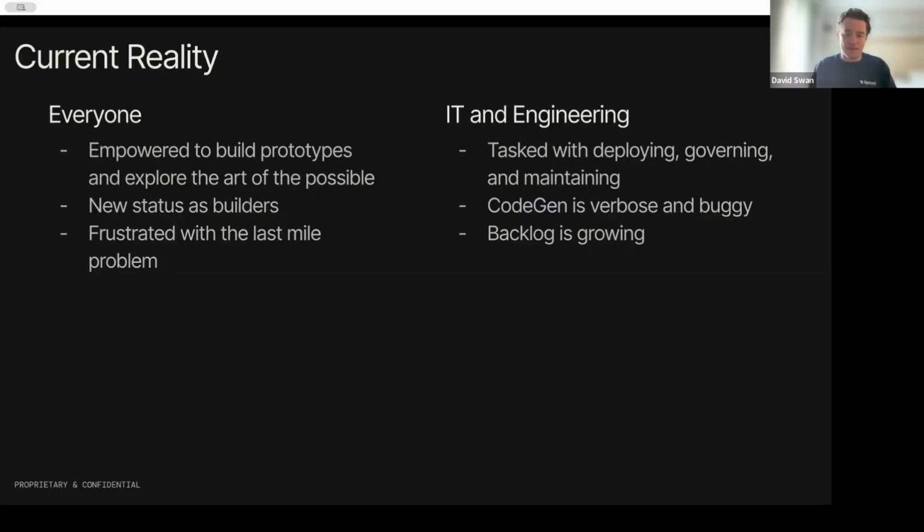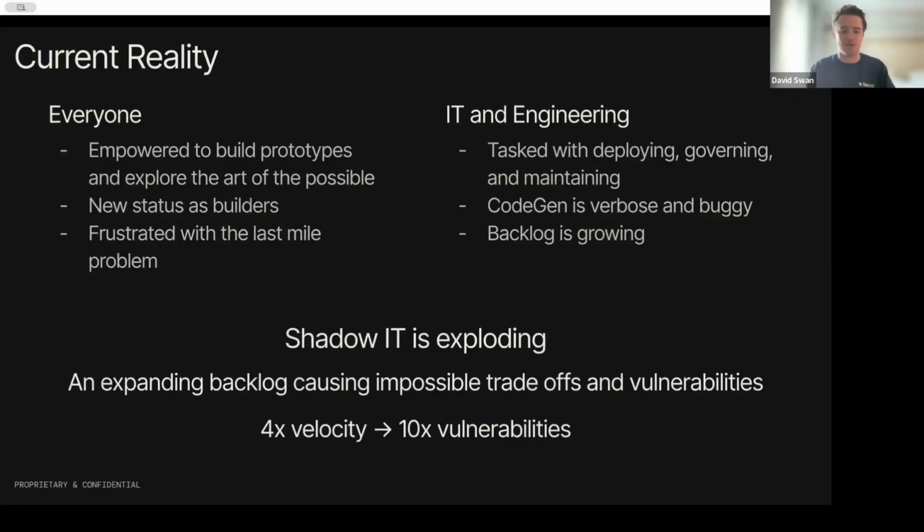And where that backlog happens, as has been true for as long as software development has been around, shadow IT comes around, or people go around engineering, go around IT, maybe third-party solutions are bought, or maybe security steps are skipped. And that expanding backlog has caused those impossible trade-offs, where people, in order to get their solution out quickly, maybe introduce new vulnerabilities or new weak points or failure methods. And there was a study that came out last week that said basically that 4x the velocity resulted in 10x the amount of vulnerabilities. That rush to production motion was causing problems.